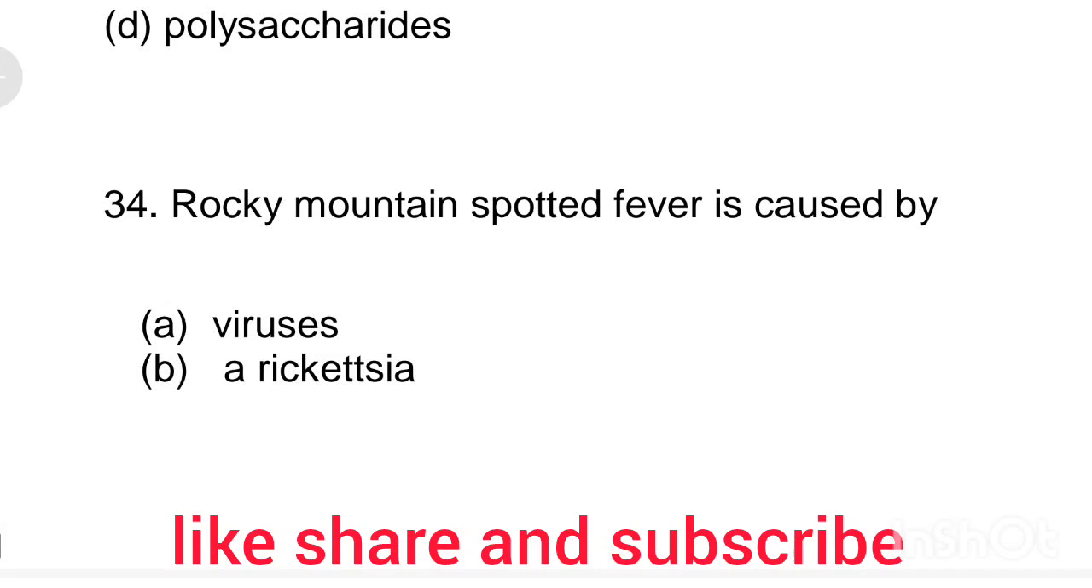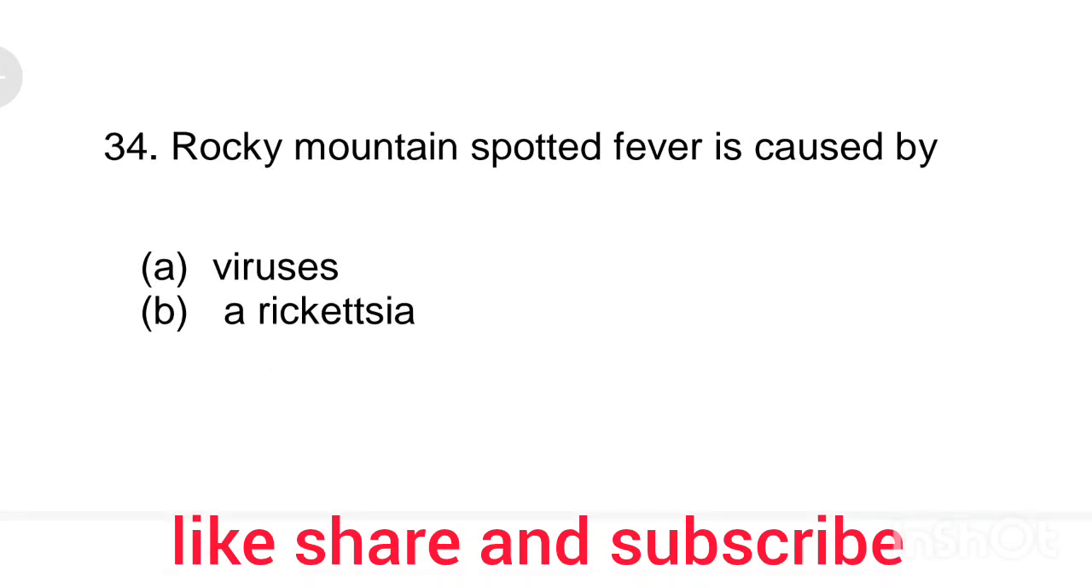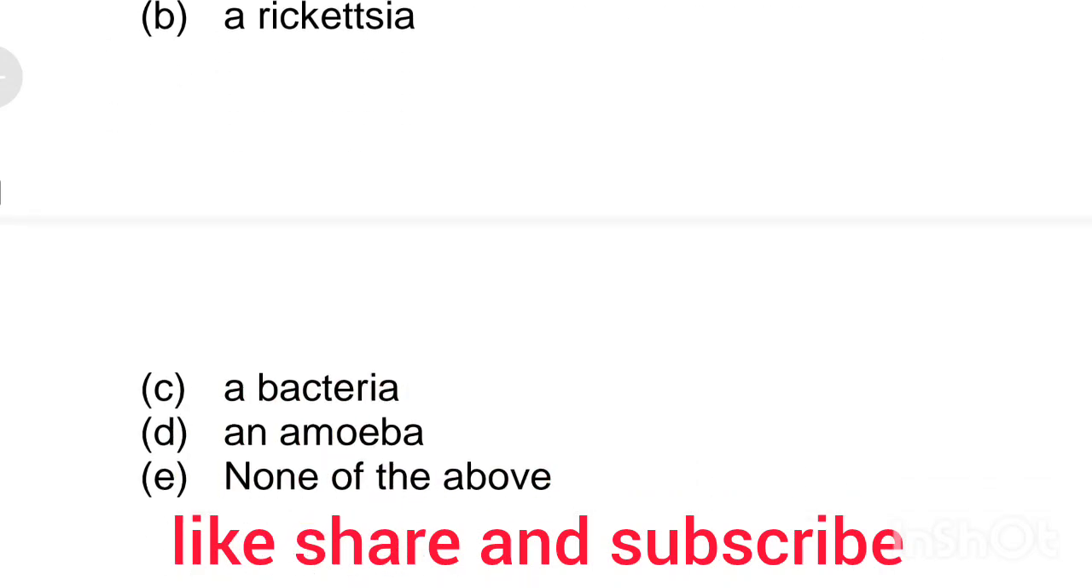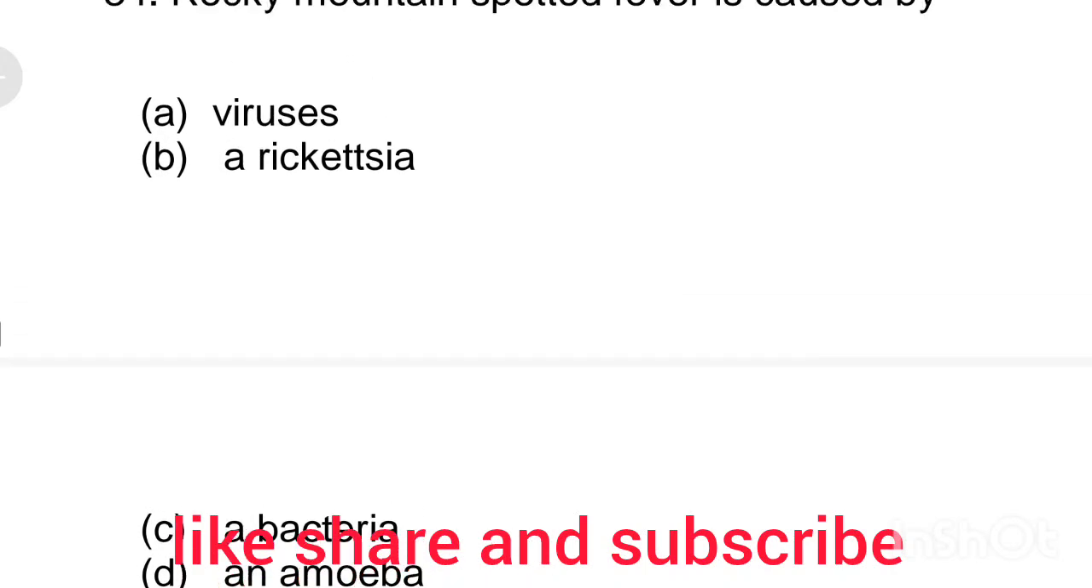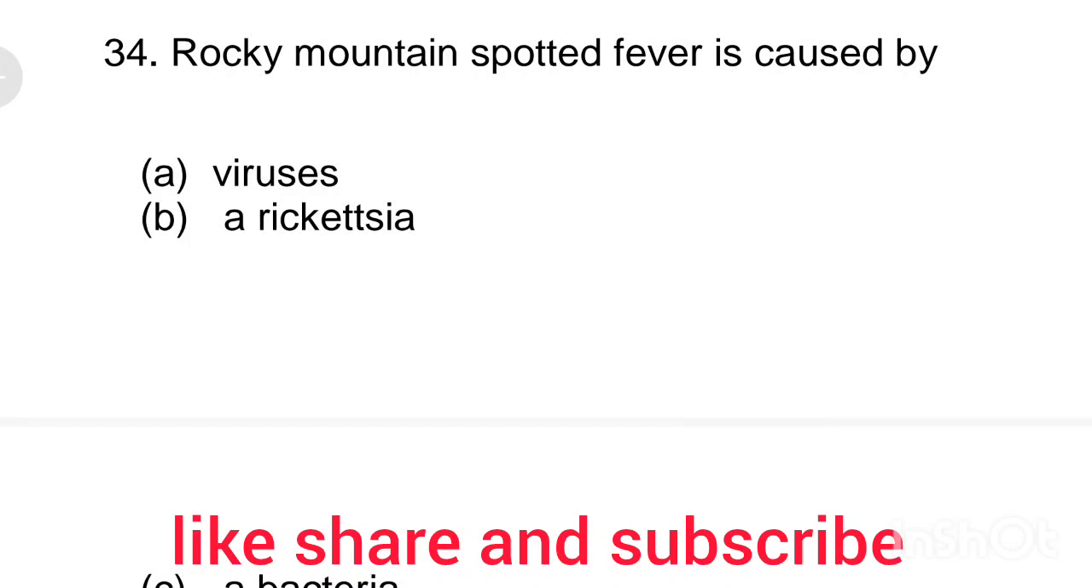Next question. Rocky Mountain spotted fever is caused by option A, viruses, option B, Rickettsia, option C, a bacteria, option D, an amoeba, option E, none of the above. Rocky Mountain spotted fever is caused by a Rickettsia, option B.